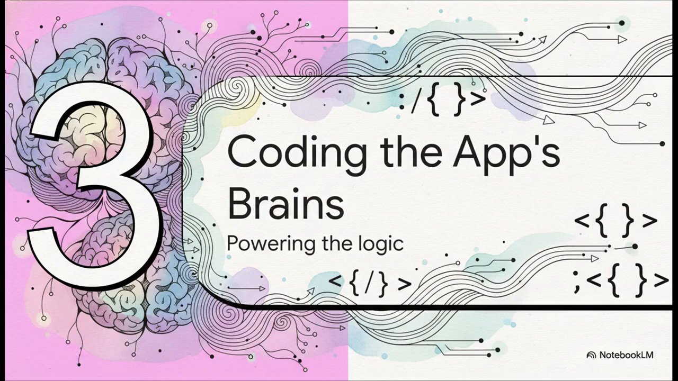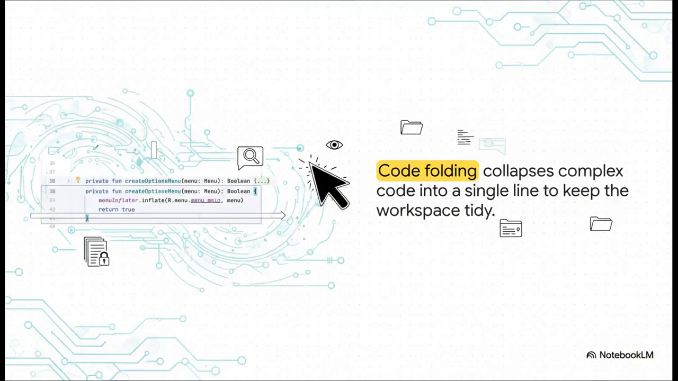Okay, so the app looks great, but a pretty face isn't much use without a brain, right? Now we've got to make it smart. We're about to dive under the hood and look at the code that powers the app's logic. You have to understand, a real-world app can have thousands, sometimes even millions, of lines of code. It's just massive. So to deal with all that complexity, developers use clever tricks like code folding.